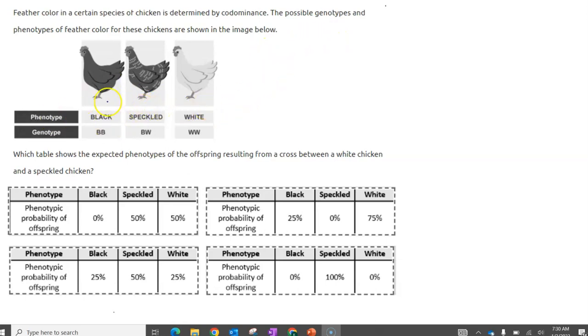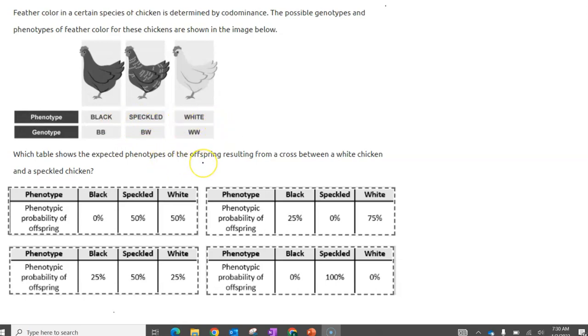If we look at this picture, in order to get a black chicken, the genotype, the letters, would be 2 big B's. To get a speckled chicken, that would be 1 big B and 1 big W. And then to get a white chicken, it would be 2 dominant, or 2 big W's. Which table shows the expected phenotypes? Remember, phenotype is the way that it looks. So we want to know how many black, speckled, or white chickens.